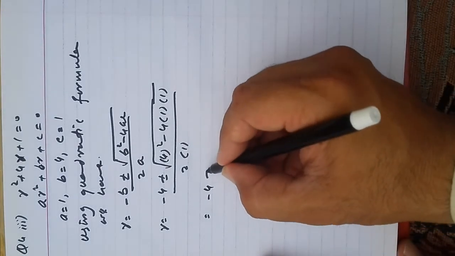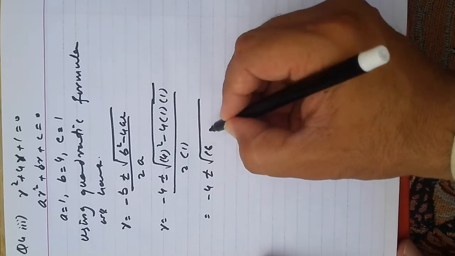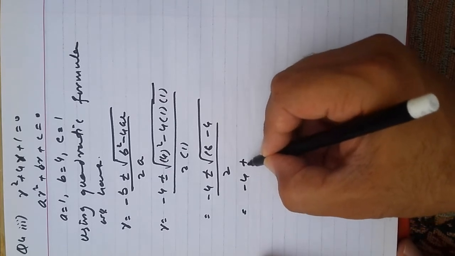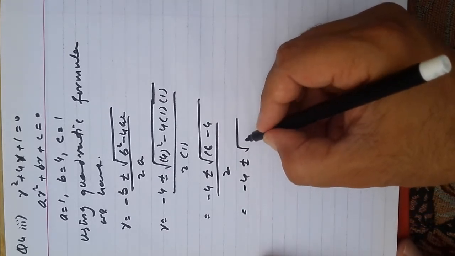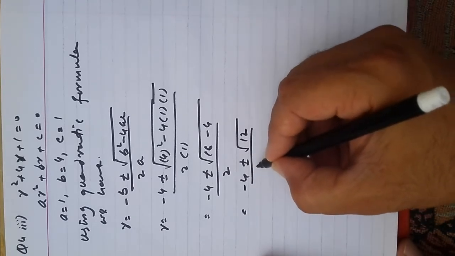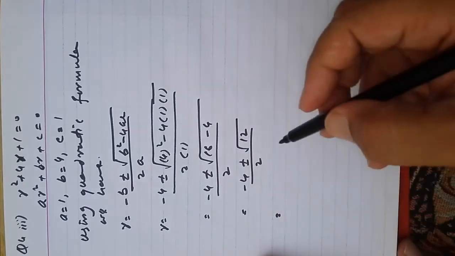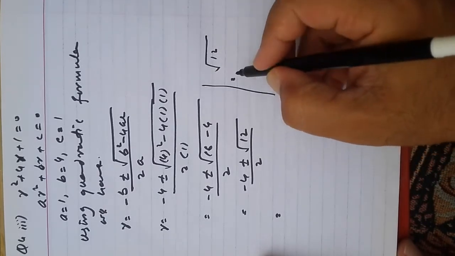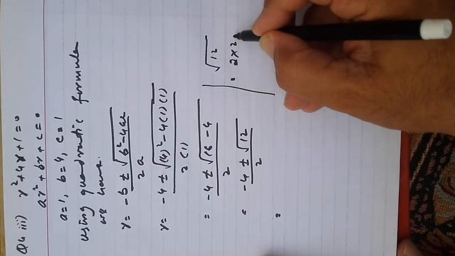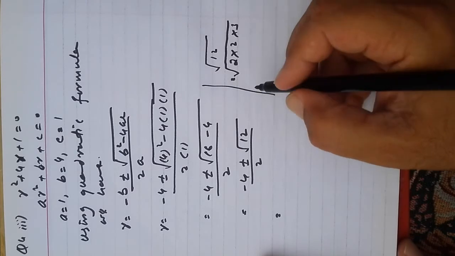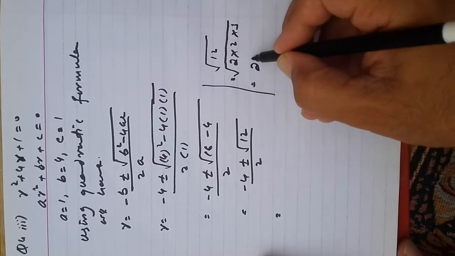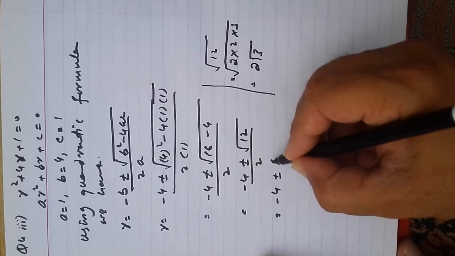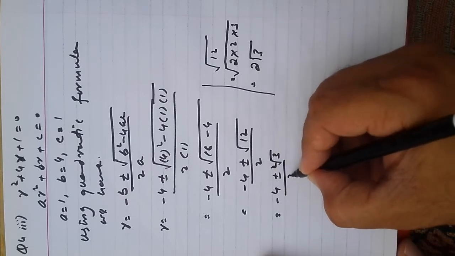We get here minus 4 plus minus under the root 16 minus 4 divided by 2. Here we get minus 4 plus minus under the root 12 divided by 2. Now we can write this 12 under root as 12 equals to 2 times 2 is 4 and 4 times 3 is 12. Take out this 4 from the root as 2, we get here 3. So we can write it minus 4 plus minus 2 under the root 3 divided by 2.